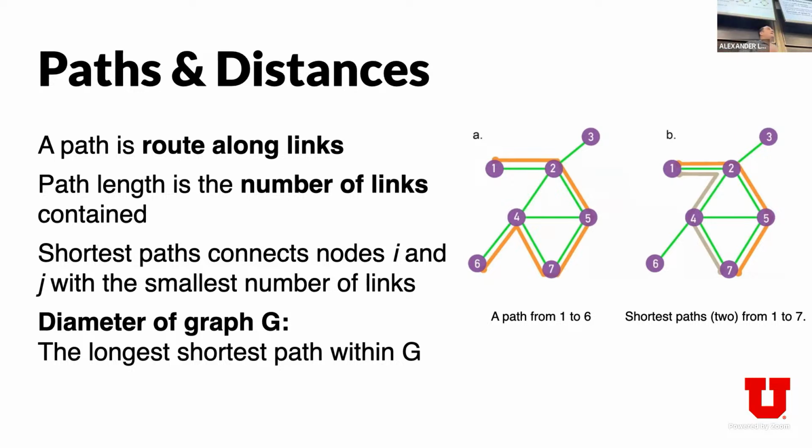We can use many different algorithms for this. For example, if it's an unweighted graph, we can do something like a breadth first search. But if it's a weighted graph, we would use something like Dijkstra's algorithm. I'm sure you've heard about this in a data structures class. A metric that we sometimes also use is the diameter of a graph. This is the longest shortest path within G.